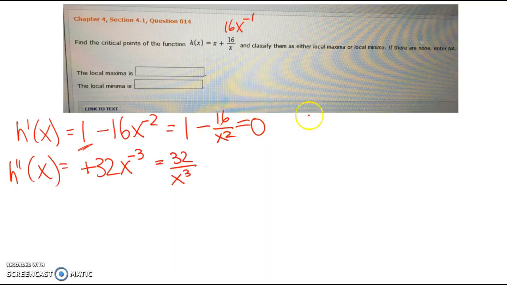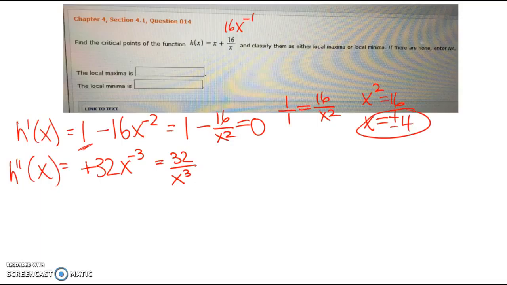So then I'm going to add that to the other side, and I get 1 equals 16 over x squared. Let's just write this as 1 over 1 and cross multiply. X squared equals 16. Take the square root of both sides. X is going to be a positive and a negative 4. So these are my critical points, but I do want to figure out if they're maxima or minima.